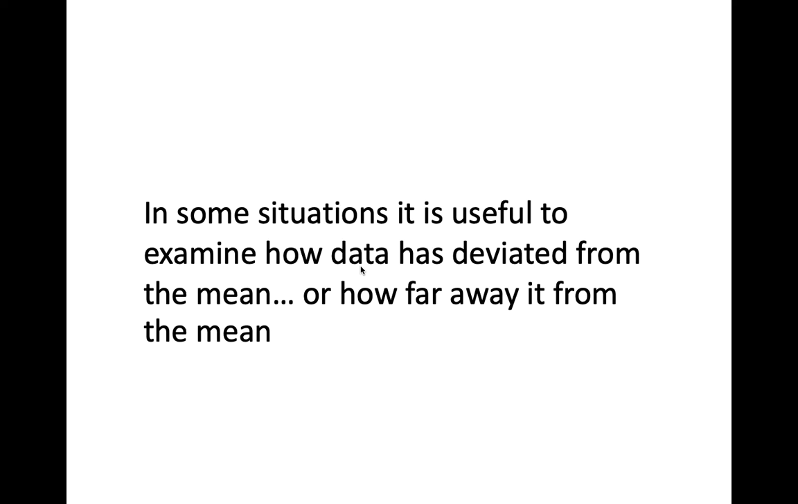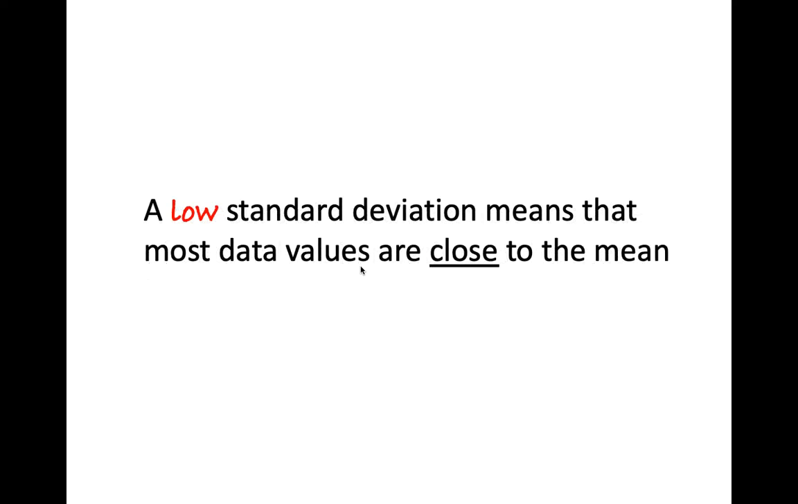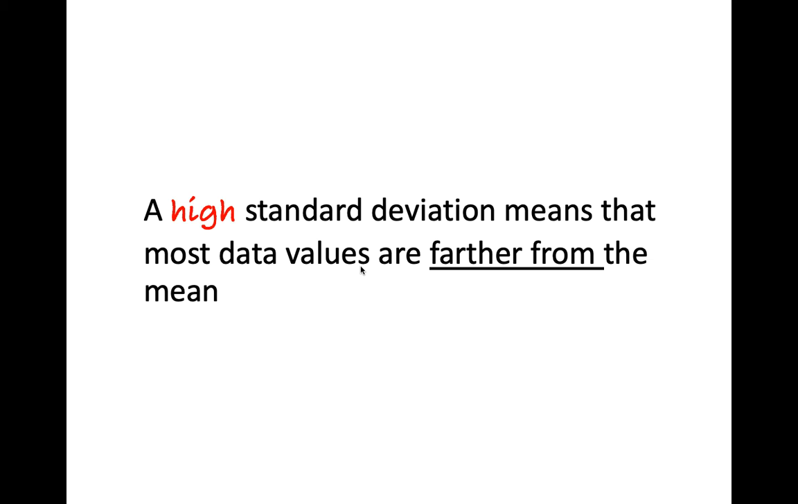Well, in some situations, it's useful to examine how data has deviated from the mean, which literally means how far away it is from the average. And that's where standard deviation comes in. A measure of the dispersion or the scatter of data values in relationship to that mean or average in the middle is called standard deviation. A low standard deviation means that most of the data values that you have in a set are close to the mean. And a high standard deviation means that most of the data values are further away from the mean. So they're spread out away from the average.